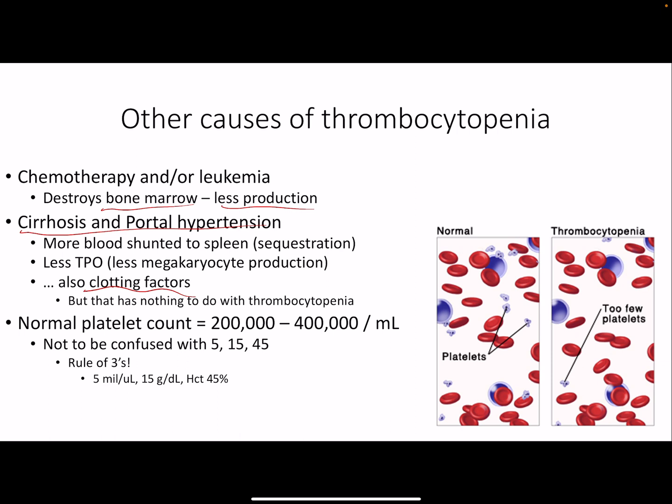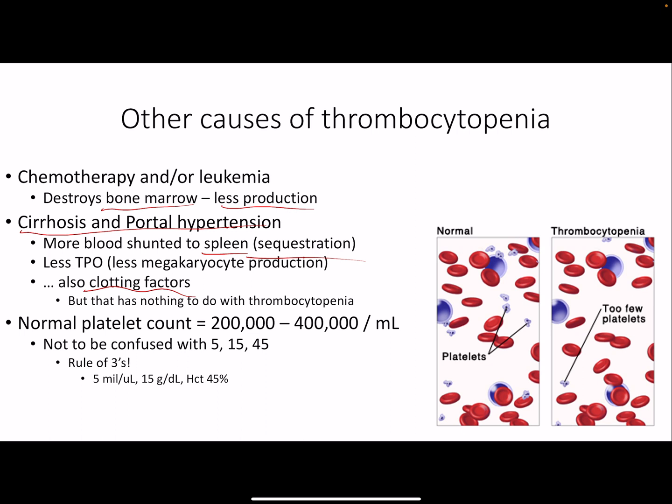Now, that's coagulation. Now, let's talk about the platelets. We talked about this earlier, that if you have portal hypertension, you're going to redirect blood flow to the spleen, which causes the spleen to destroy the platelets. The liver's job is also to make thrombopoietin, which causes the megakaryocytes to be produced. So you're going to have less of that, less platelet production. A normal platelet count, just FYI, should be around 200 to 400,000 per milliliter.